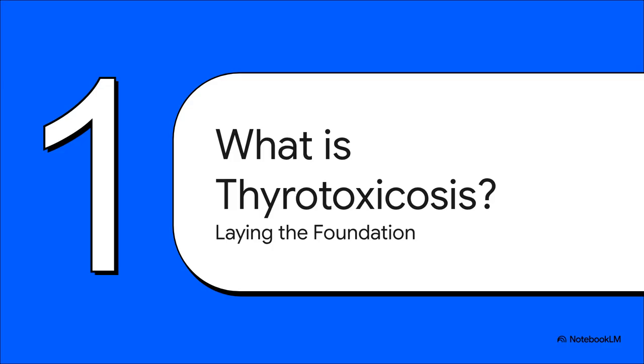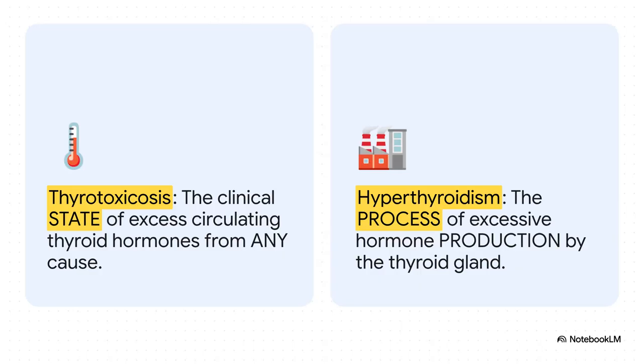Okay, let's kick things off with a really foundational concept. Nailing this next definition is so important, not just for your exams, but for your day-to-day clinical reasoning. So let's get this straight, because it's a common point of confusion. Thyrotoxicosis is just the clinical state of having too much thyroid hormone in your system, and it doesn't matter where it came from. Hyperthyroidism, on the other hand, is the specific process of the thyroid gland itself going into overdrive and pumping out too much hormone. So here's the bottom line. All hyperthyroidism causes thyrotoxicosis, but not all thyrotoxicosis is caused by hyperthyroidism. And you'll see why that's such a big deal in a minute.